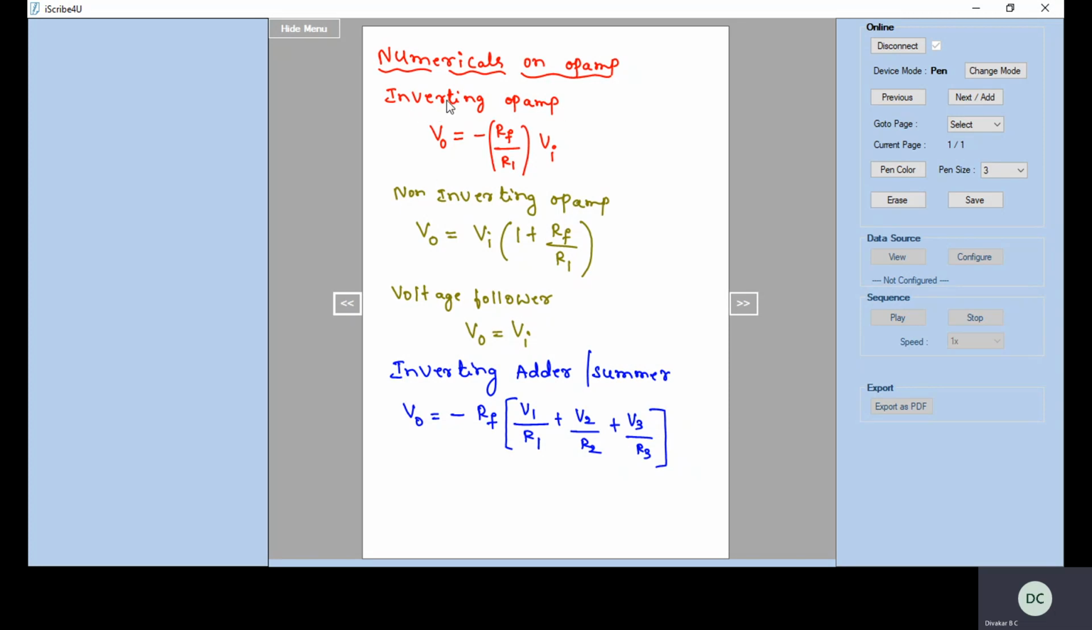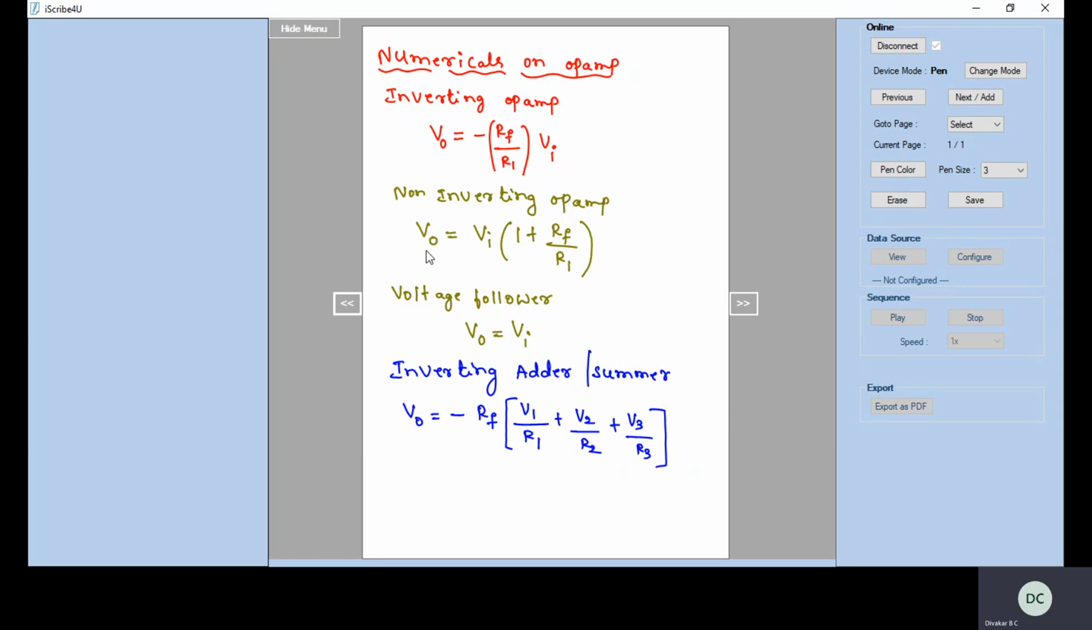For inverting operational amplifier, the output voltage V0 is given by minus Rf by R1 into Vi, where Vi is the input voltage, Rf is the feedback resistance, R1 is the input resistance. And in the examination, if they have given the gain is negative, V0 minus indicates the output voltage is out of phase with respect to input by 180 degree. If the gain is positive, which indicates it is the non-inverting operational amplifier.